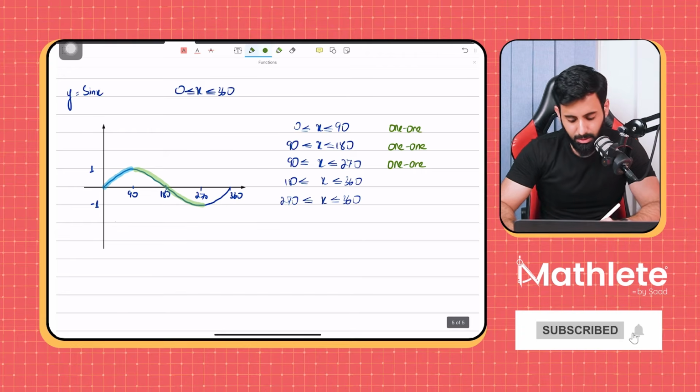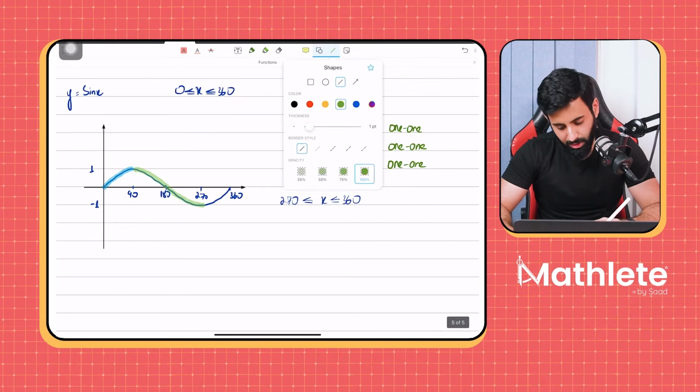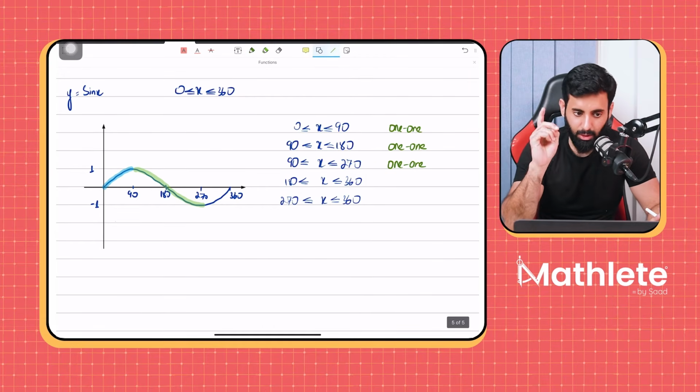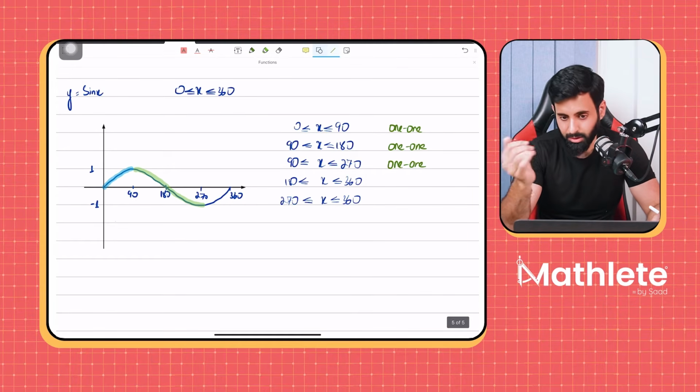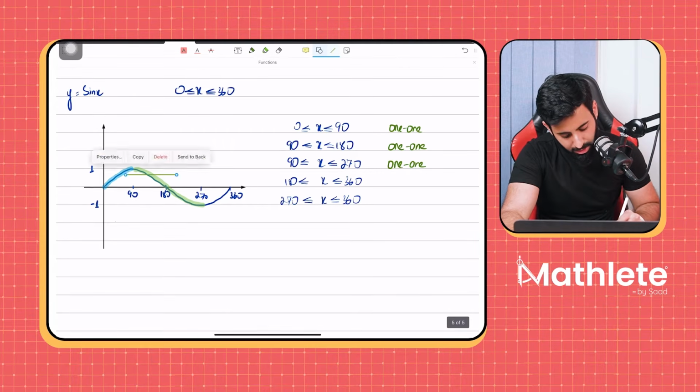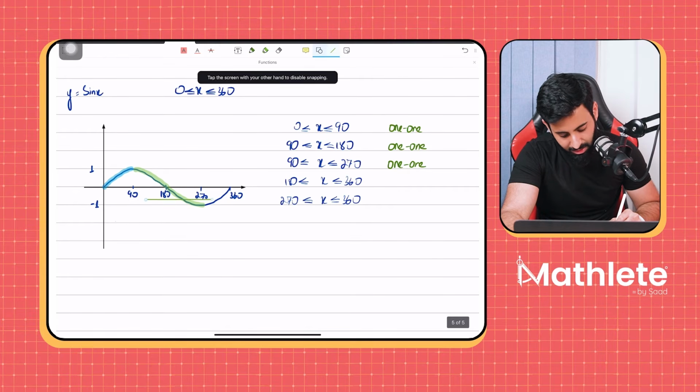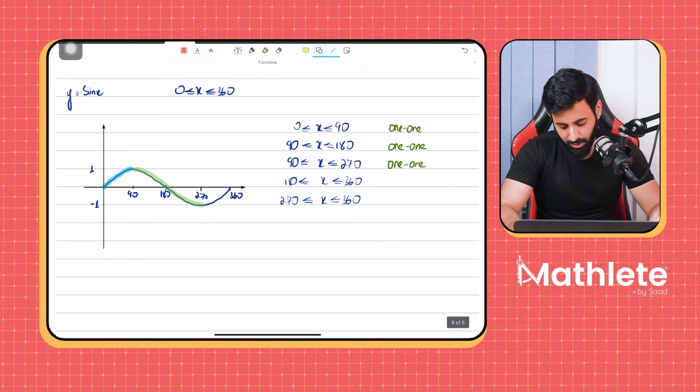Or what you can do is there's another test. So we now know two tests. The other test is the horizontal line test. If you draw a horizontal line, remember that you're only looking at the part that I've highlighted in green, not looking at any other part. No matter where you draw it, it will only cut the curve once, which makes it a one-to-one.